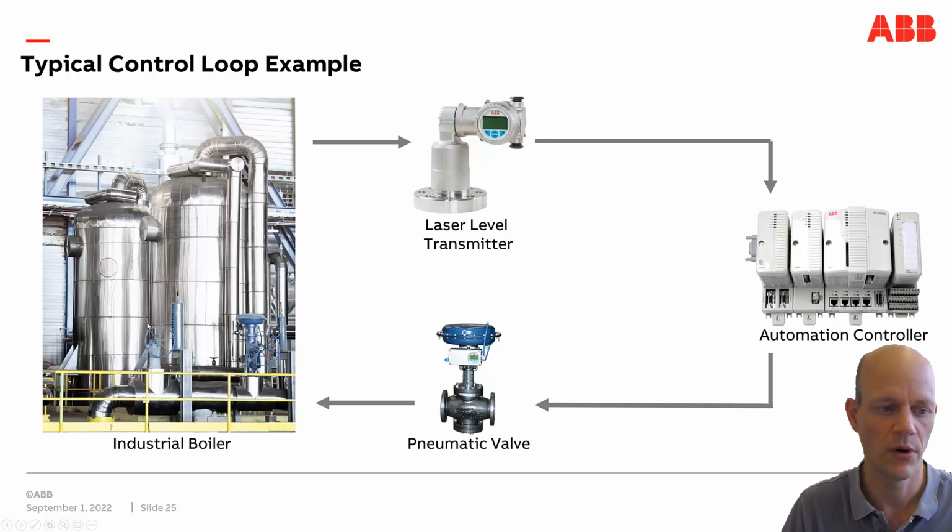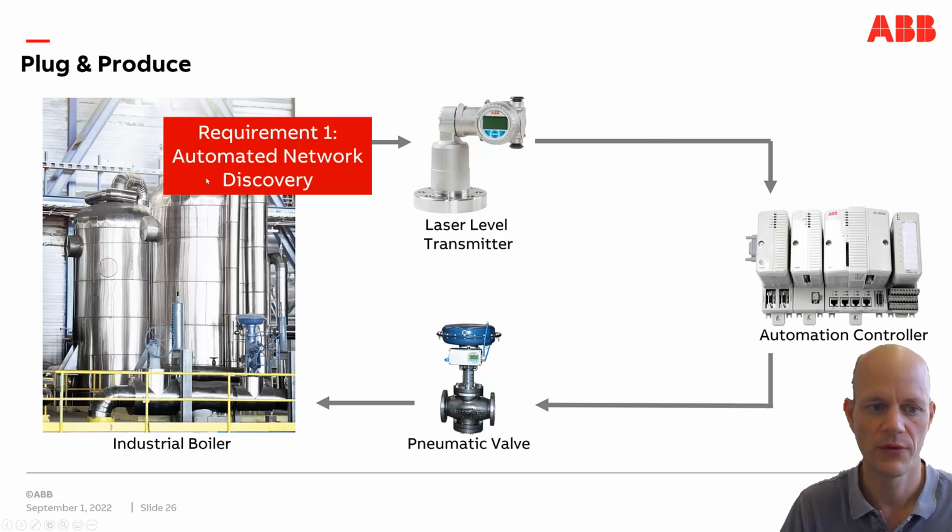We have here an industrial boiler where some fluids are heated. Then we have a laser level transmitter measuring the level in the tank. We have a controller that reads the sensor values and sends signals to a pneumatic valve. And so this regulates the filling level in the tank, and could be a chemical reaction that happens here.